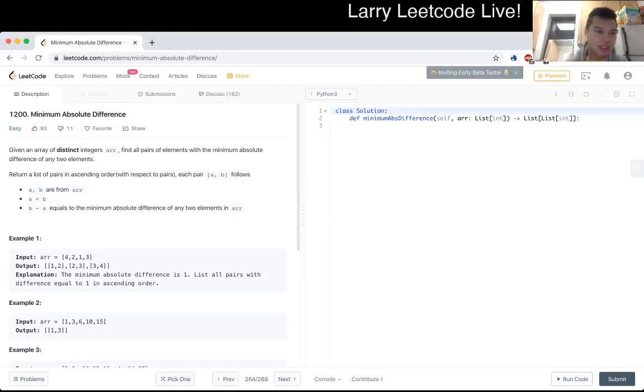Cool. 1200, Minimum Absolute Difference. Given an array of distinct integers, find all pairs of elements with the minimum absolute difference of any two elements. Return a list of pairs in ascending order. Each pair a, b follows: a, b are from the array, a is less than b, and b minus a is equal to the minimum absolute difference of any two elements in the array. Okay.